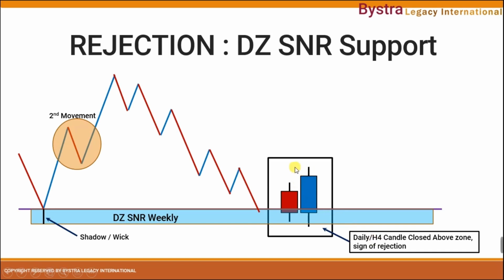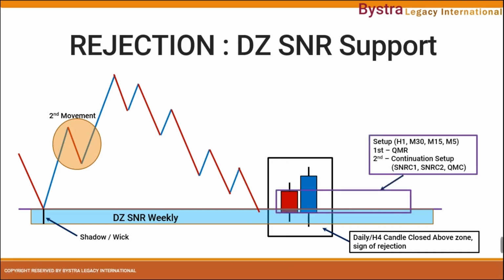For example, this rejection is the bullish engulfing. There could be the 3 white soldiers and so on. Next, at the H1 and all the way down to the M5 time frame, we can look for the setup. The potential setup normally first is always the QMR, the Quasimodo reversal. After a QMR occurs, normally the continuation setups come, which are the SNRC1, SNRC2, and the QMC. So all of this you can look at on the H1 up to the M5.